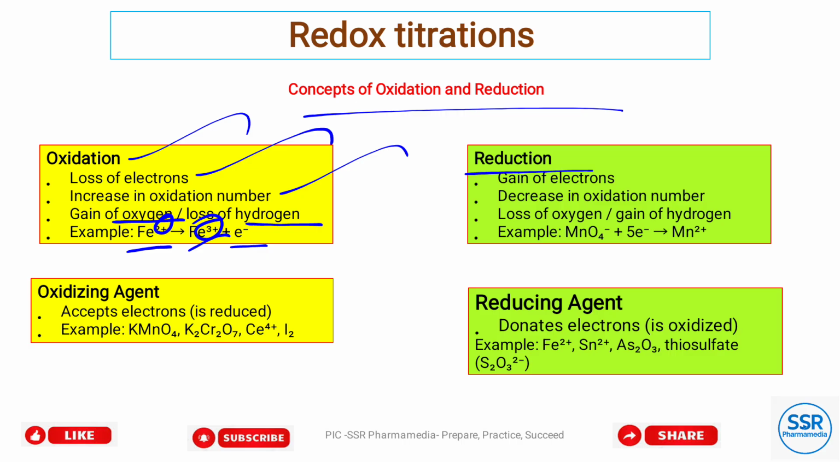And reduction means a gain of electrons. Due to a reduction reaction, there is a decrease in oxidation number, a loss of oxygen and a gain of hydrogen. For example, the permanganate ion undergoes the reduction reaction. It gains 5 electrons and gets reduced into the manganese ion, Mn2+. And here the ferrous ions get oxidized and converted into ferric ions.